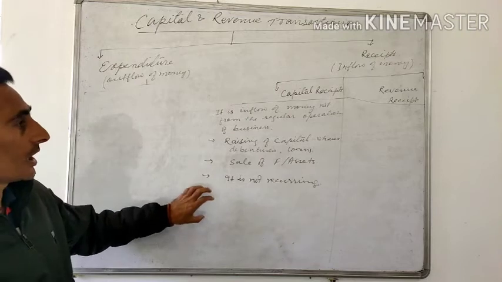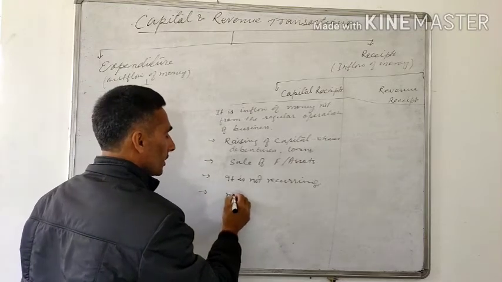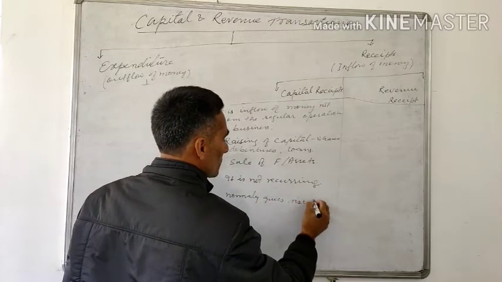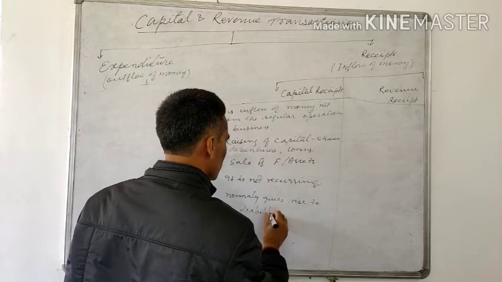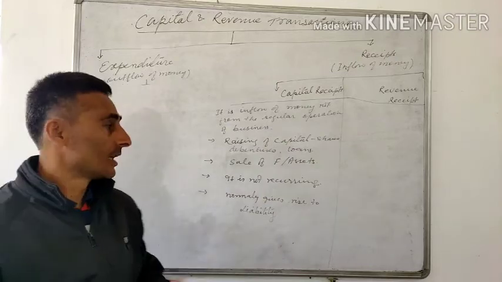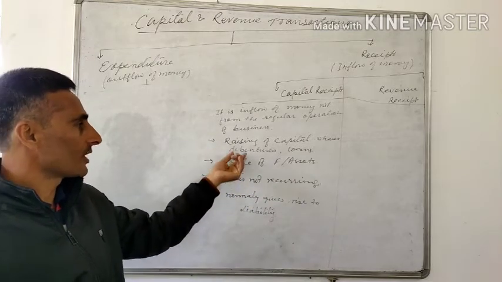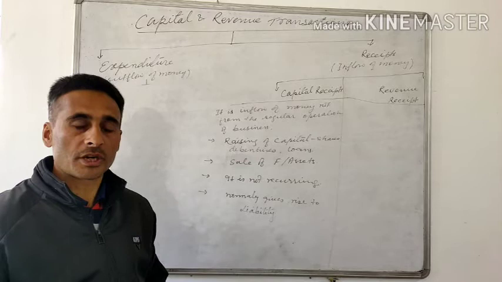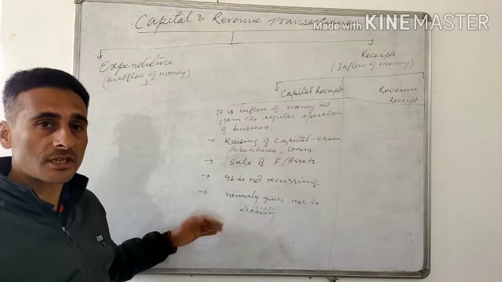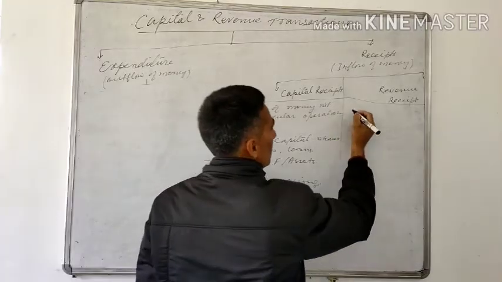So this kind of inflow of cash will be termed as capital receipts, and capital receipts normally give rise to liability. That means you need to pay back whatever money you have received today, except from the sale of fixed assets, right? So if you have received money from the issue of debentures, that means you have received the money today, but after a certain period of time you need to pay it back. At a later date you need to pay back that money. That is called liability.